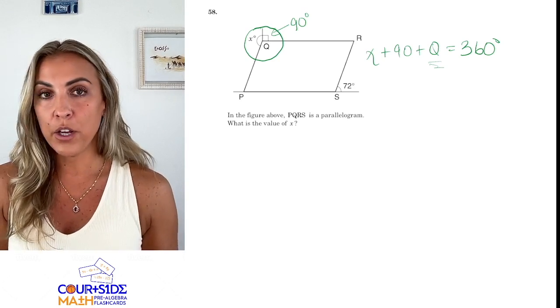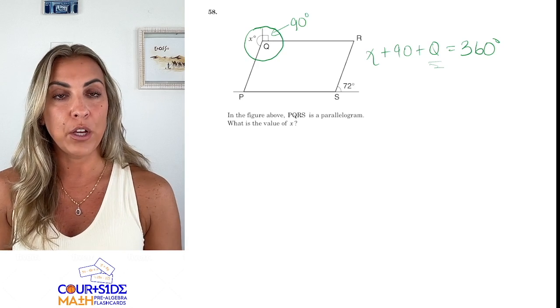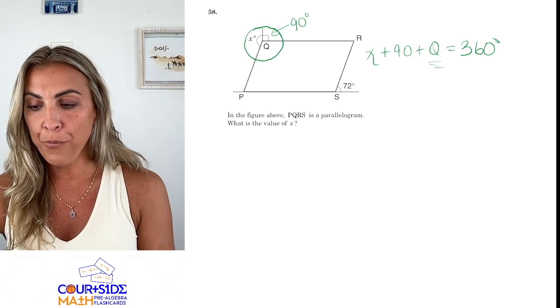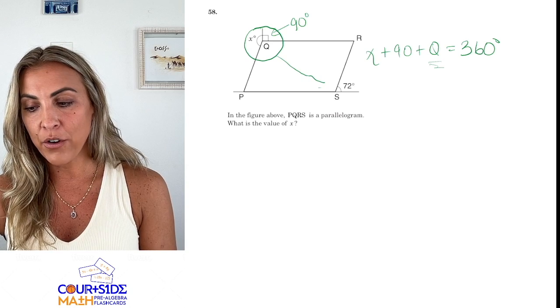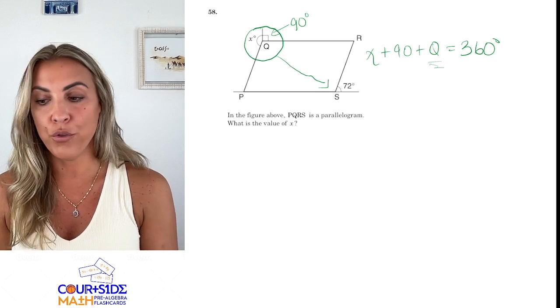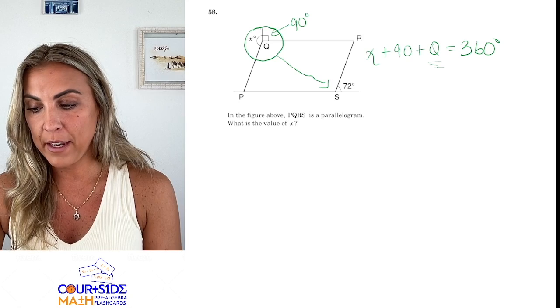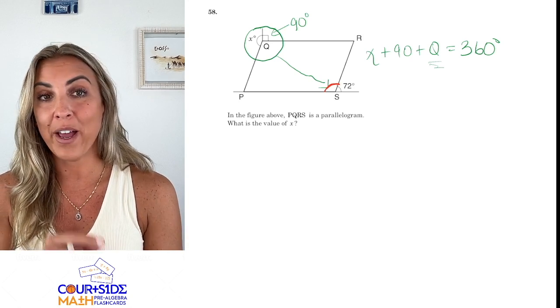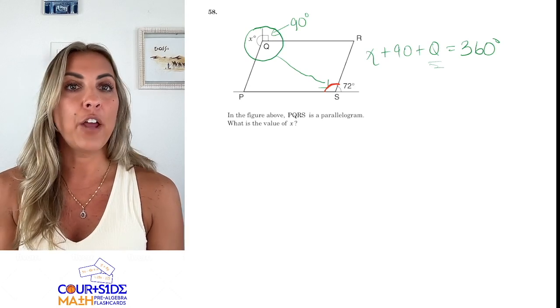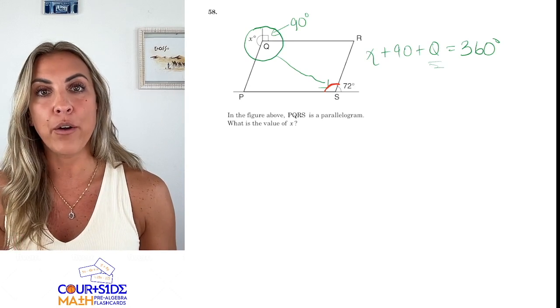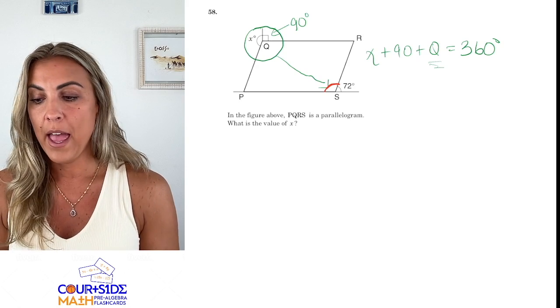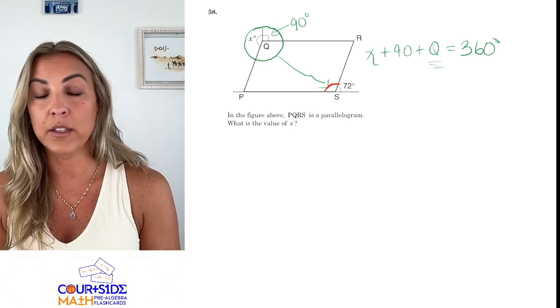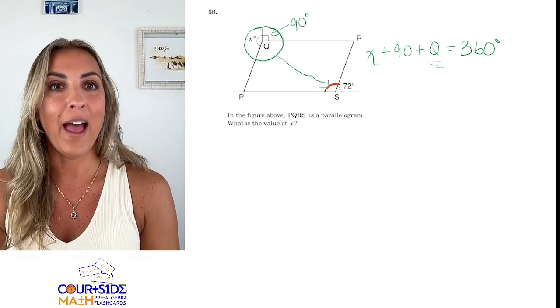So now I'm looking for how can I get Q? When you look at this figure and you look at what other angles are related to Q, hopefully you know that in a parallelogram, opposite angles are congruent. So this angle that I'm highlighting in red right here is the same measure as angle Q. If I can find that red angle, then I found Q. So it's kind of this constant pattern of what do I need and how do I get it? I need Q, how do I get it? With this red angle. I need this red angle, how do I get it?